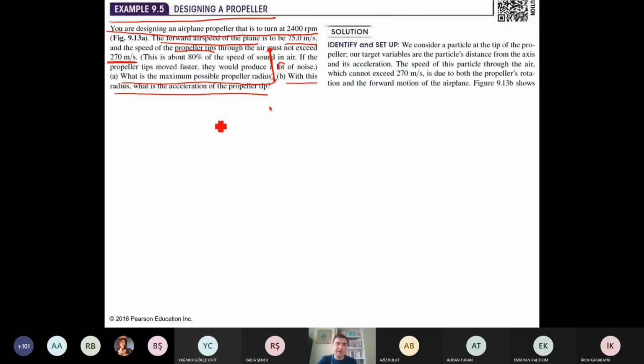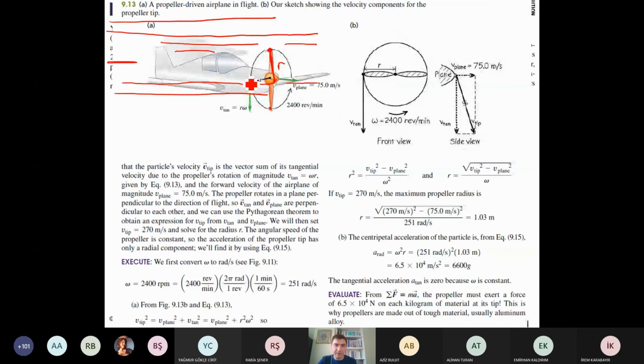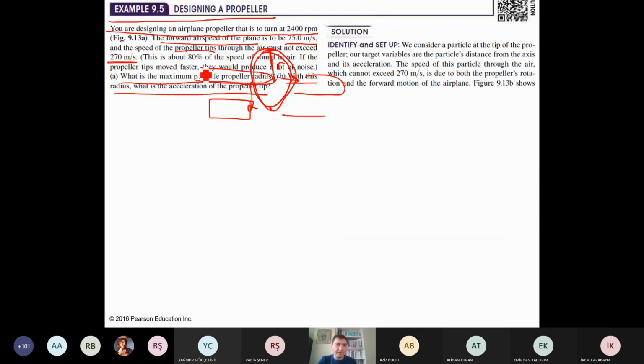So this is the sketch of the example. This is the plane, this is the propeller, this is the radius, and this is the tangential velocity, which is given by r times omega. This is the forward speed of the airplane, which is given as 75 meters per second in the question. And this is the rotation of the propeller. It has 2,400 revolutions per minute. So what is the question? Maximum possible propeller radius and acceleration of the propeller tip. So R and A are asked.